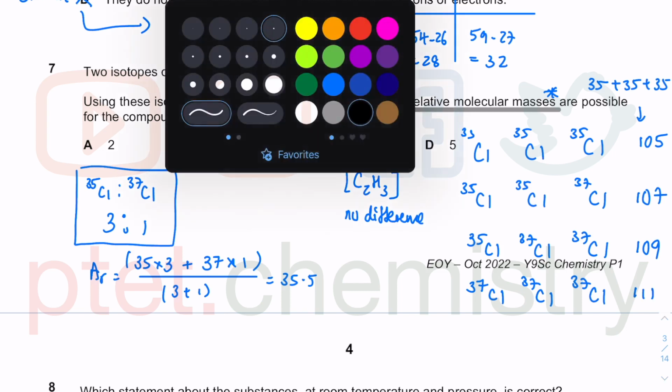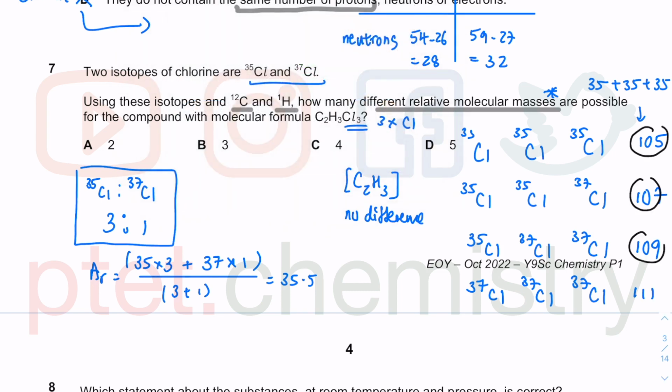So altogether, you only get 4 different mass combinations, because this is all 35, this is all 37. You can have 2 35 and 1 37, or 1 35 and 2 37, and these are systematic orders. There should be 4 lines in the molecular ion peak near the highest relative molecular mass region for the whole molecule. As a result, having 3 chlorines, you can have different combinations of the masses of the 3 chlorines, but for the carbon and hydrogen, they're all just carbon 12 and hydrogen 1. That's what I meant by no difference there.